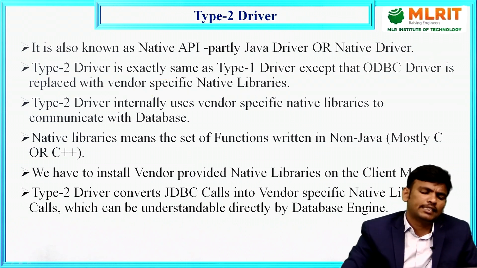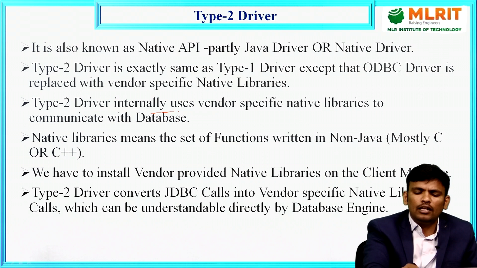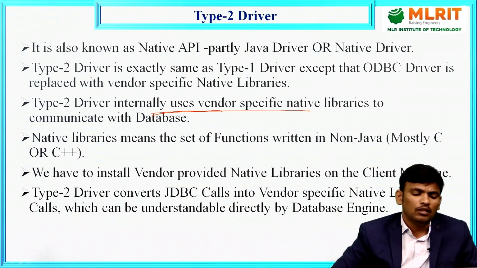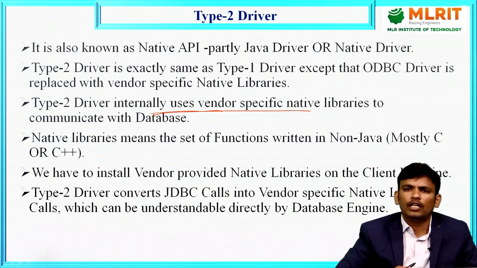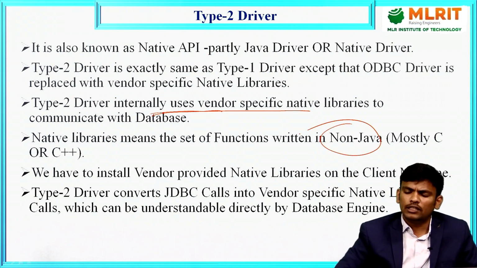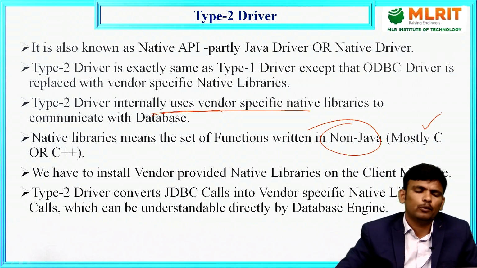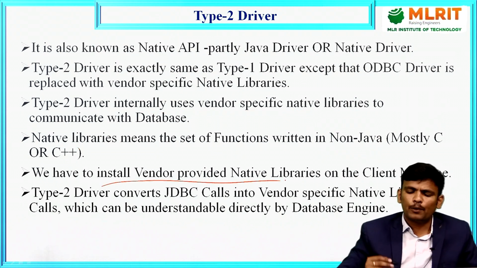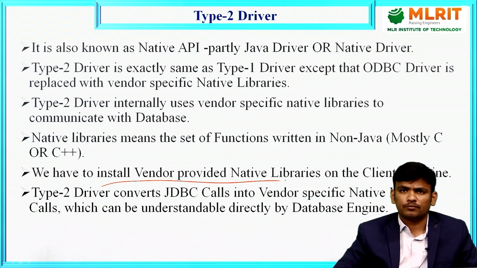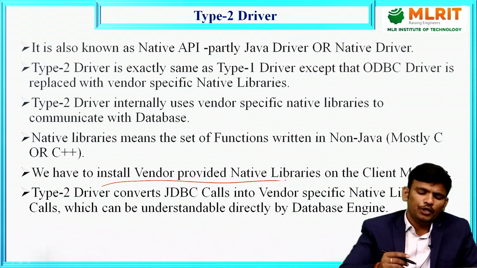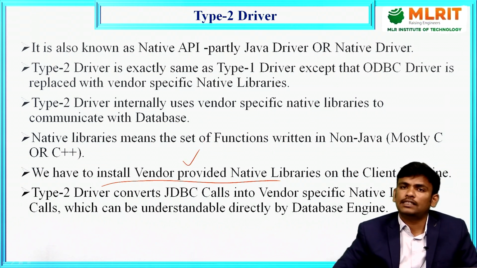Now coming to the next statement: the type 2 driver internally uses vendor specific native libraries to communicate with the database, as I mentioned. Every time we are using the native. So what is native? Native code is nothing but non-Java code. This native code is mostly written in C, or sometimes we may use C++. So we have to install vendor provided native libraries on the client machine. If you want to use a type 2 driver in your application, you compulsorily need to install these vendor provided native libraries explicitly, otherwise this type 2 driver won't work.